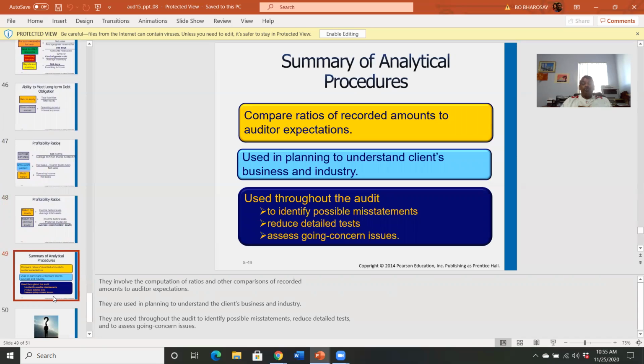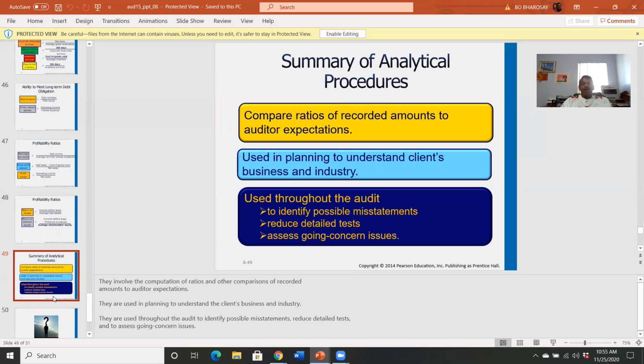So this will conclude chapter 8. To summarize the analytical procedure, we compare ratios of recorded amounts to auditors' expectations. We use ratios in the planning to understand the client's business and industry, and we use them throughout the audit to identify possible misstatement, to reduce detailed tests, and to assess going concern issues. So this completes chapter 8.